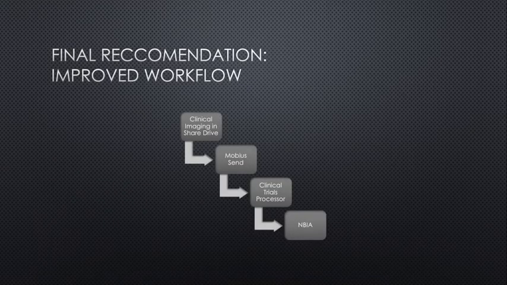So our final recommendation is an improved workflow that looks something like this. From the clinics, we're sharing straight to CTP, or we can send it locally and still keep that share folder with the original identified copy. From there, we can use the Mobius send tool to do a PACS push that will be received by the Clinical Trials Processor. And from there, the best part is that the backend output is automatically routed to our archive, the National Biomedical Imaging Archive.